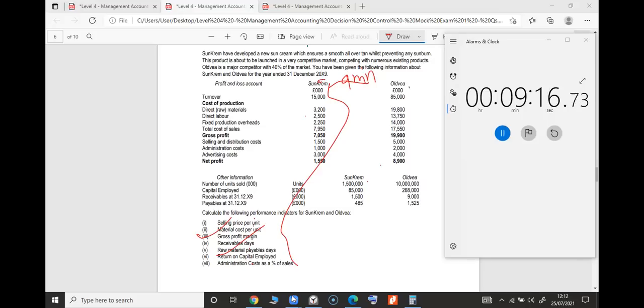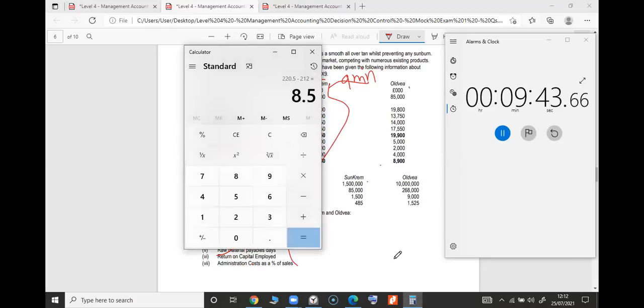Okay, now where is 1,500? 1,500 is what? Divided by 15,000. Receivables is 1,500. How much is the receivables, by the way? Yeah, good. Receivables is 1,500 divided by 15,000 times by 365. Yeah, that should be fine. That should be fine. 37 days. Good. How about payables?